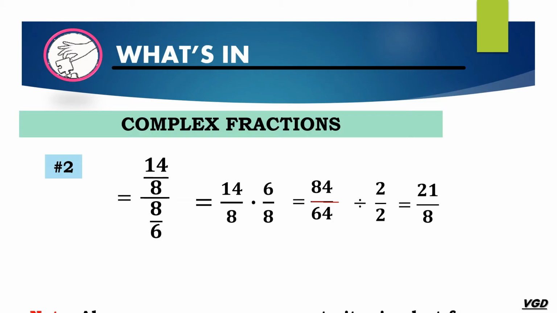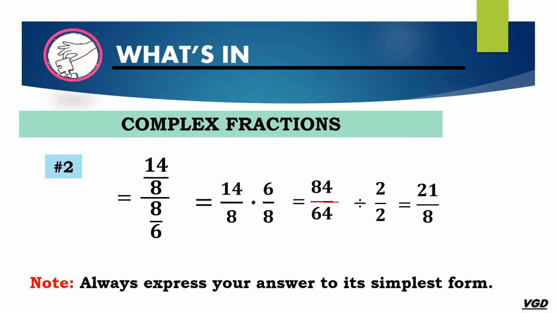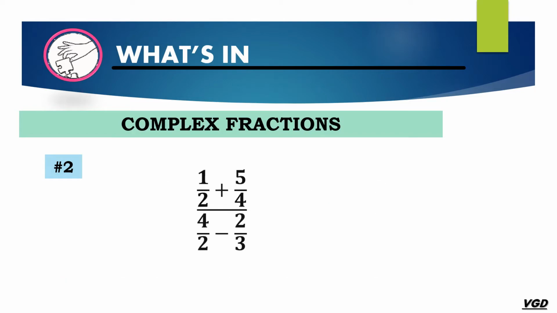Take note that we have to always express our answer in its simplest form. Therefore, 1/2 plus 5 over 4 divided by 4 over 2 minus 2/3 is equal to 21 over 8.